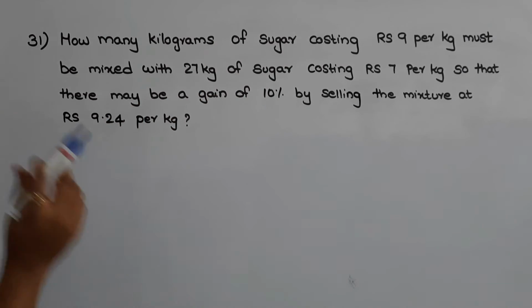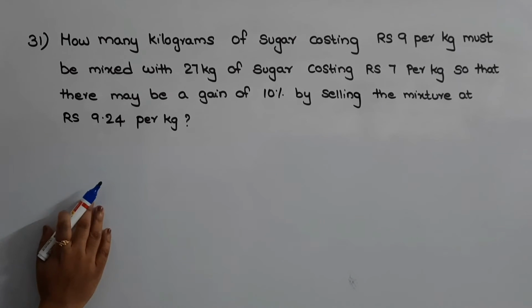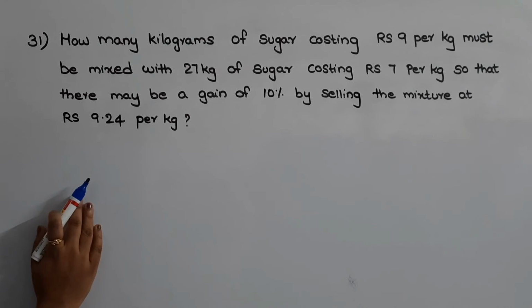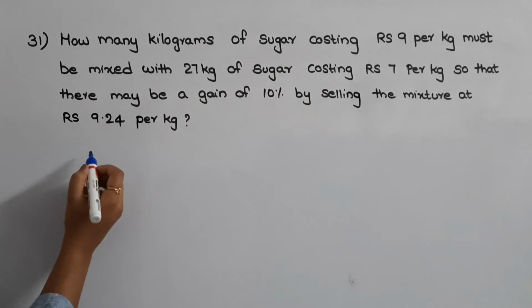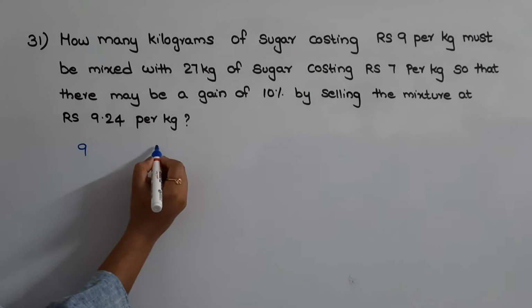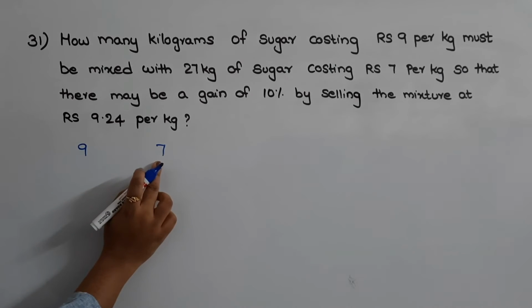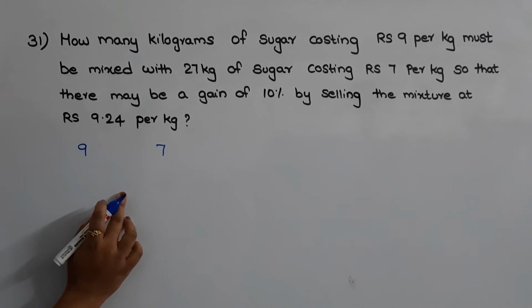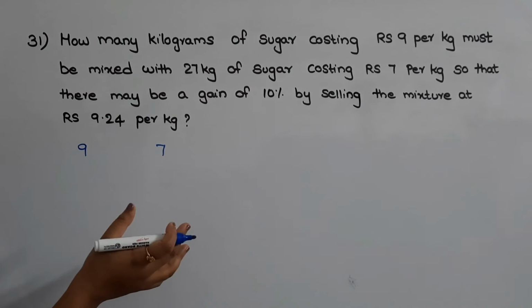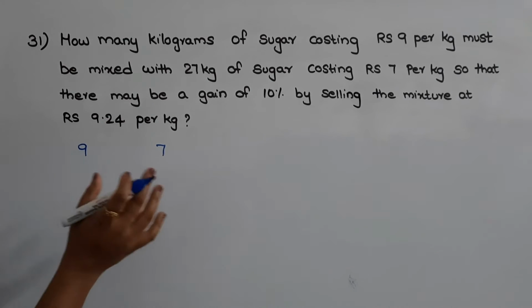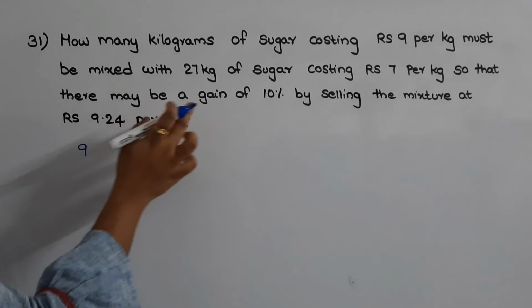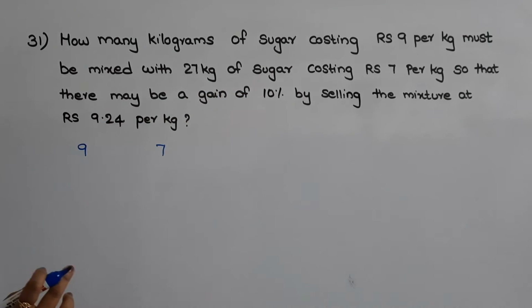This question also we are doing by the same method which we did in the previous question, the alligation method. First we need to write down the cost price of the first type of sugar, that is 9. Then here we write down the cost price of the second type of sugar. Then in the middle we write down the cost price of the sugar after mixing. But that cost price is not given; the selling price of the mixture as well as the profit percentage, 10, is given.